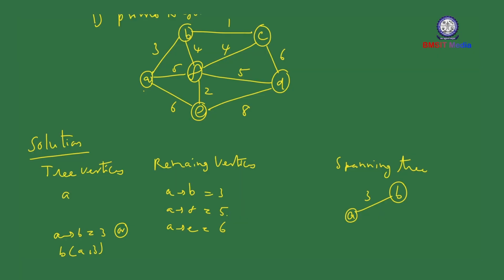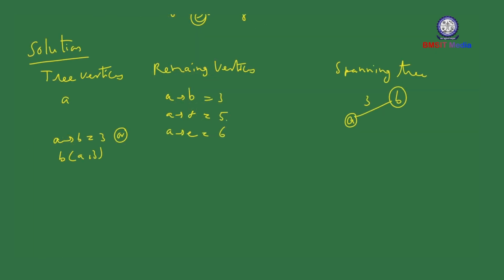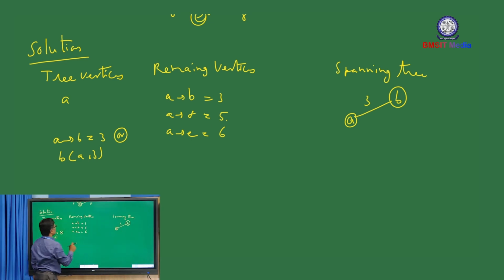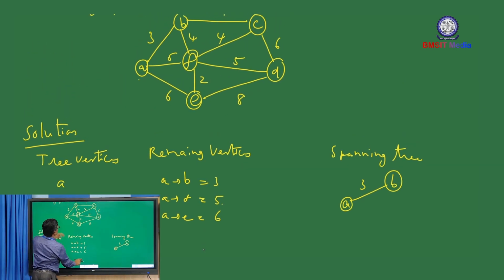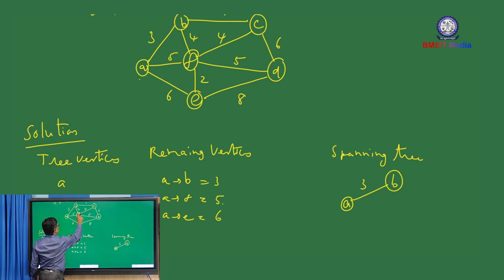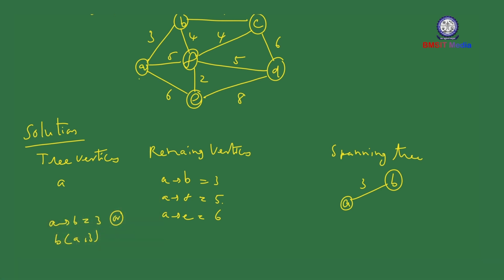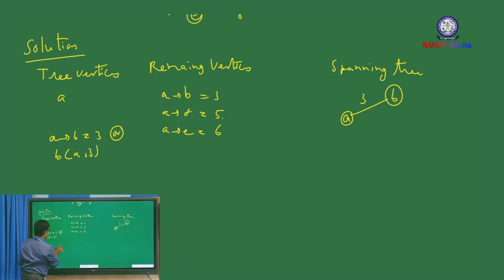Now for the second step, we look at the remaining nodes. The most recently visited node is B. From B you have B to C 1 and B to F 4. So you have to start from B: B to C, B to F. A to B we have already traversed, so now B is the visiting node. Write it here: B to C equal to 1, B to F 4.